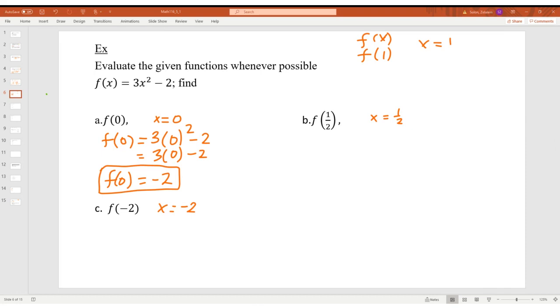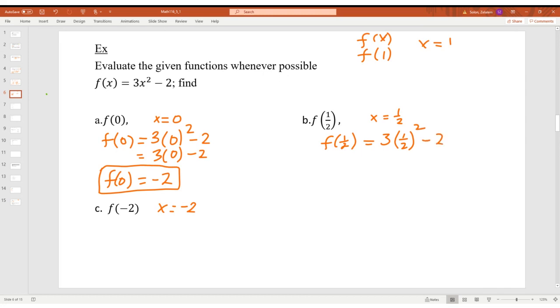So the first thing you have to do is identify the independent variable. What is x? In this case, it is x. So when I say f of 1 over 2, it means x is 1 over 2. Now let's evaluate this one. So f of 1 over 2, just replace x by 1 over 2. So we have 3x, now x is 1 over 2, squared, minus 2.